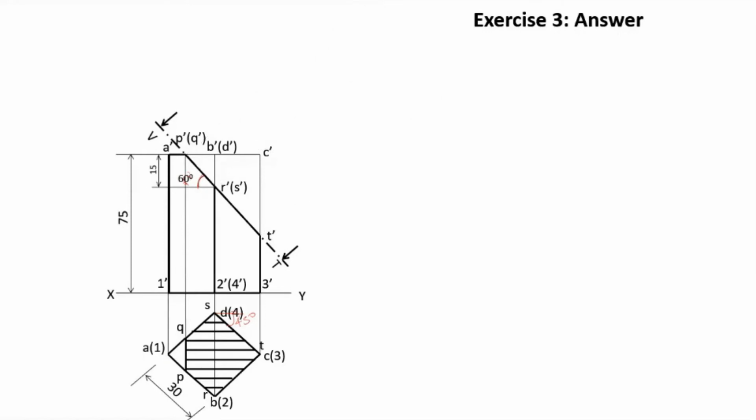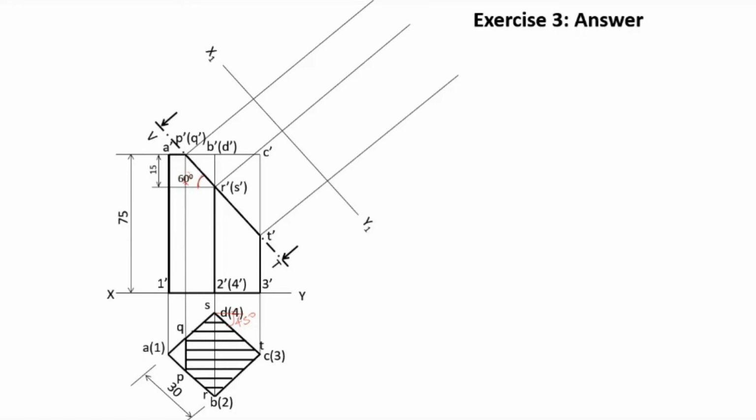Now how to draw the true shape? To draw the true shape, you have to draw perpendiculars to this section plane from all these 5 points, from P dash, Q dash, from R dash, S dash, from T dash. You draw perpendicular lines to this particular section plane, like this. These 3 lines are perpendicular lines to the section plane.